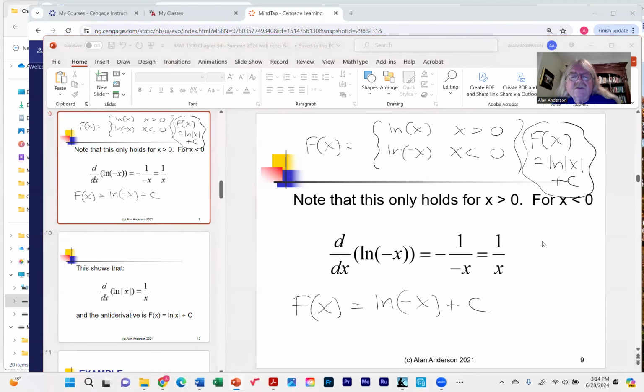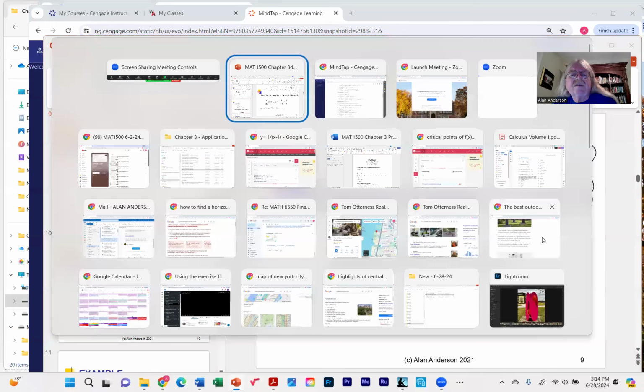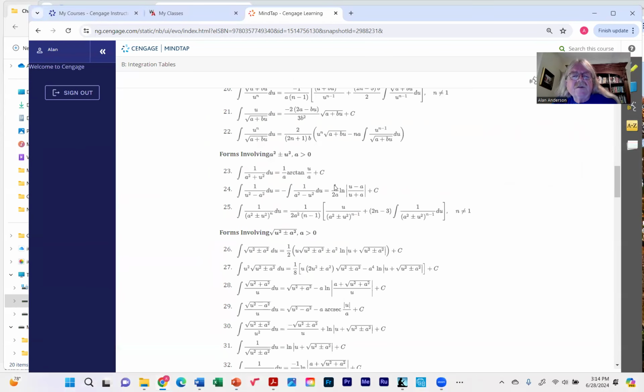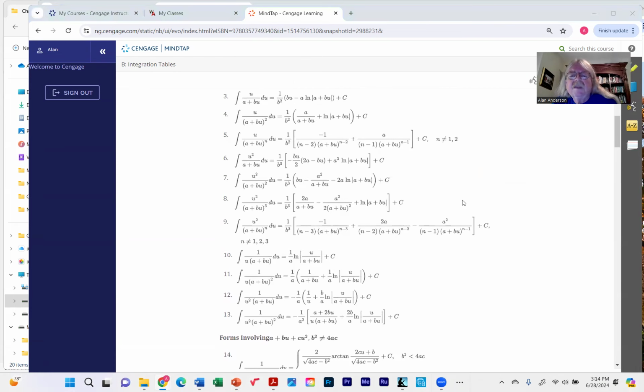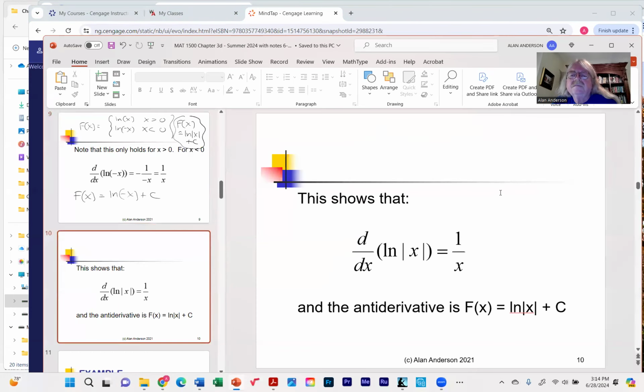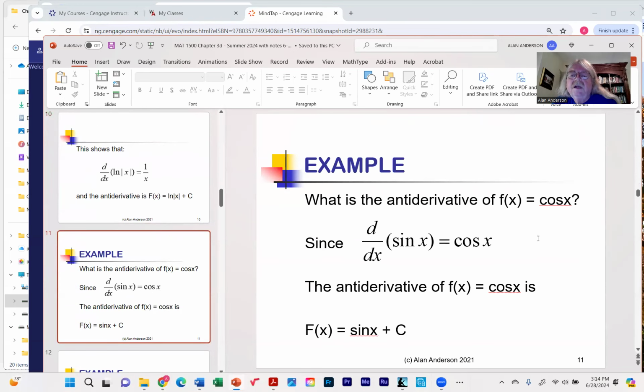Okay. If you look at this chart, you'll see that this pops up every so often. There are absolute values. Whenever you see logs, there's often absolute values involved. And then we can do the same thing for trig functions. So what is, if the original function is f of x equals cosine of x? Well, we recall that the derivative of sine of x is cosine of x, which implies, again, that the antiderivative must be sine x plus c.